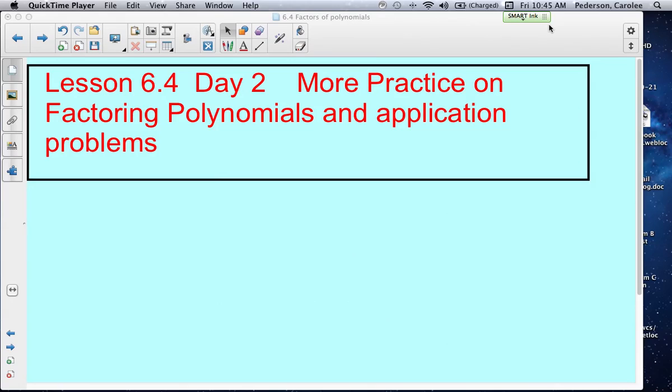This is 6.4, day 2. We are practicing more factoring and some application problems in this lesson.